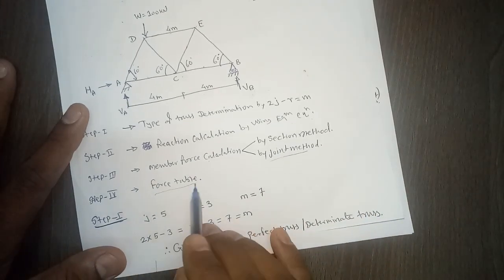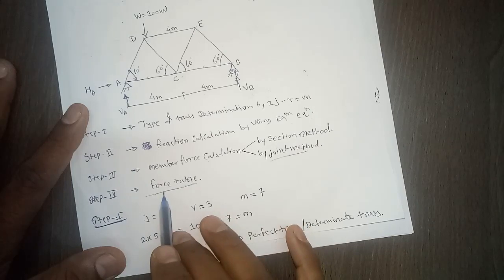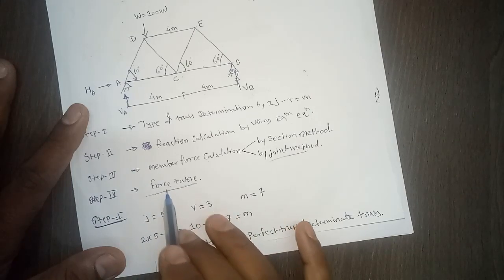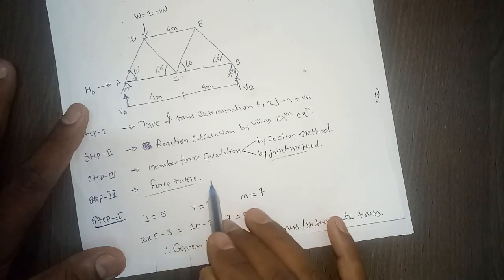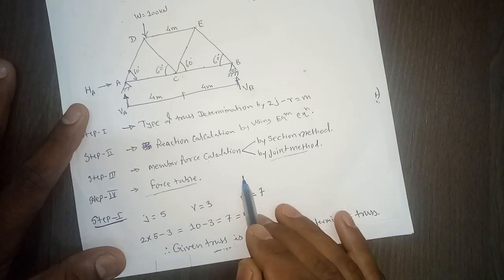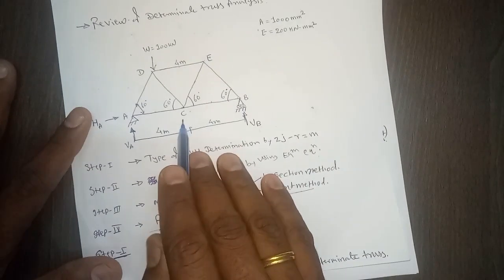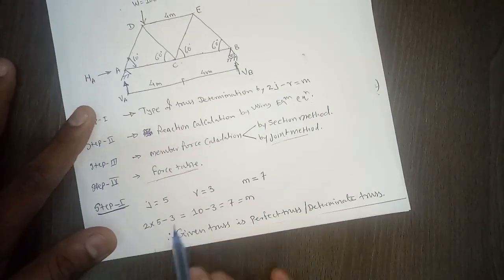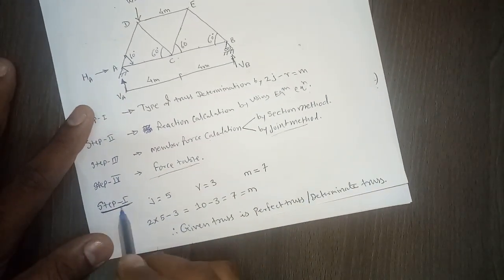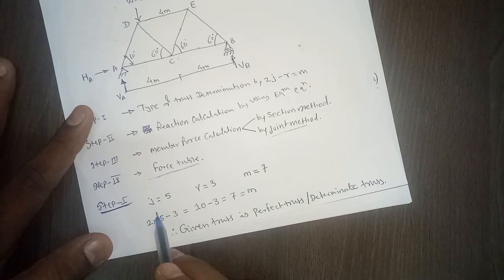And then finally, very important, you have to write down the force table. You have to write down the member name, the force in the member, and then the type or nature of the force, whether the member is under compression or tension. So for this particular truss, we'll do the first step, in which we'll calculate.